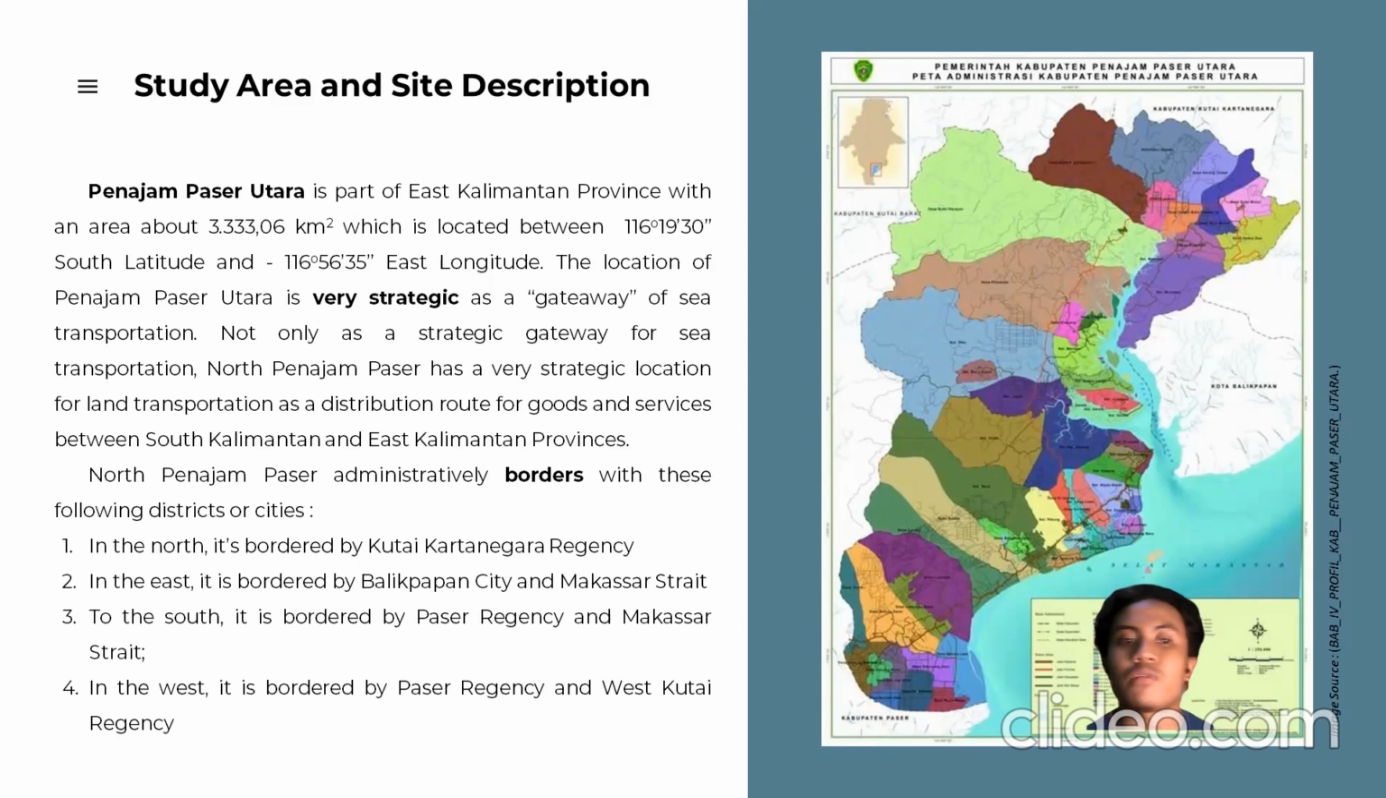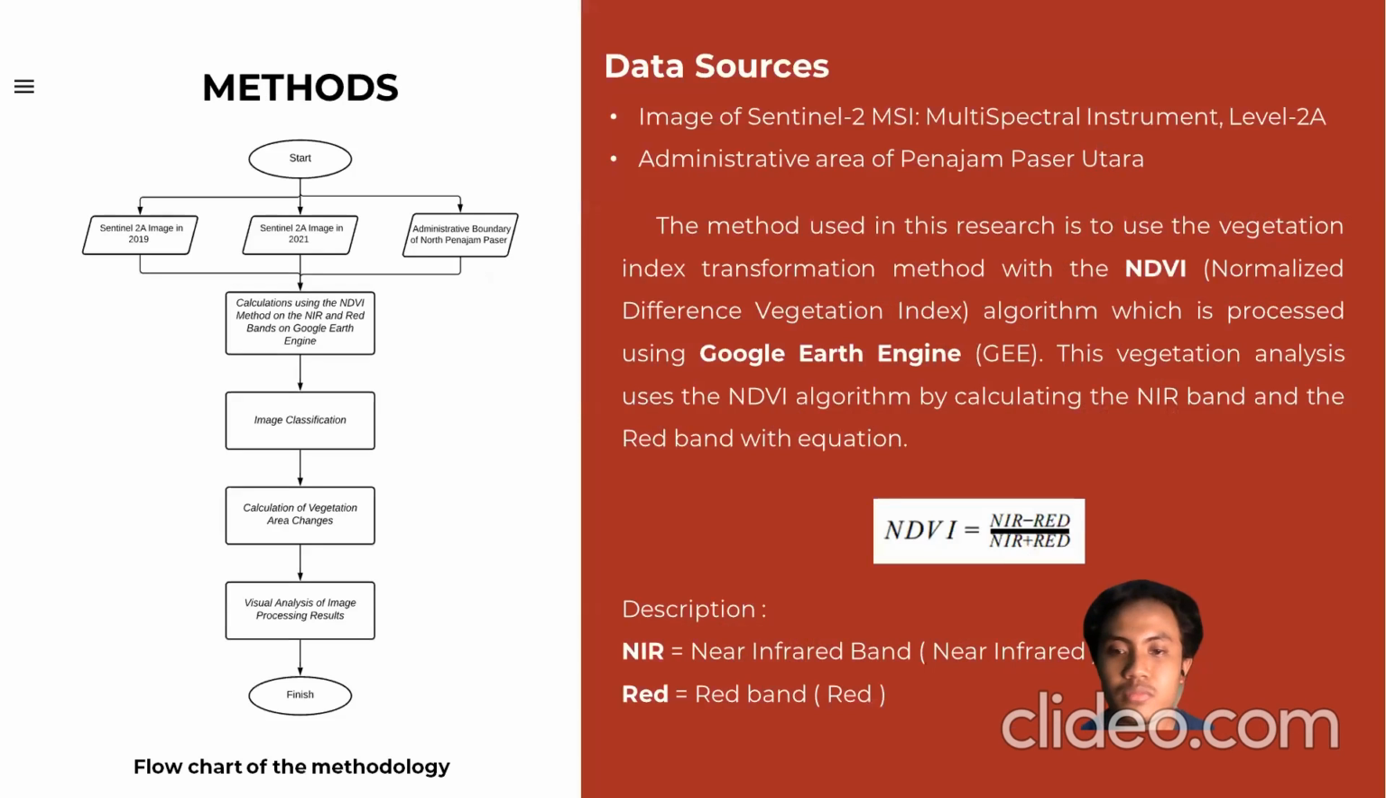The location of Penajam Pasir Utara is a very strategic area as a gateway of sea and land transportation that used to be an area of distribution routes for goods and services between South Kalimantan and East Kalimantan provinces. Now you can see the border of Penajam Pasir Utara on the map.